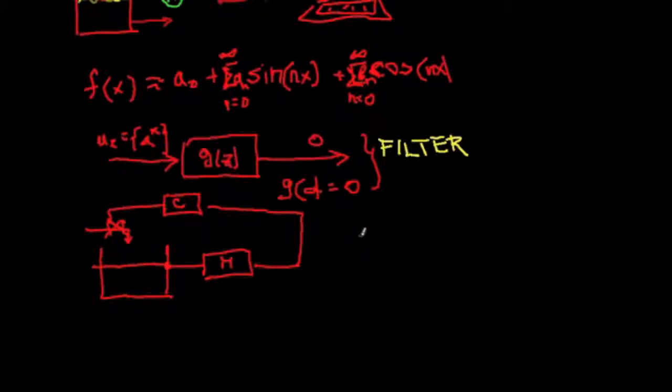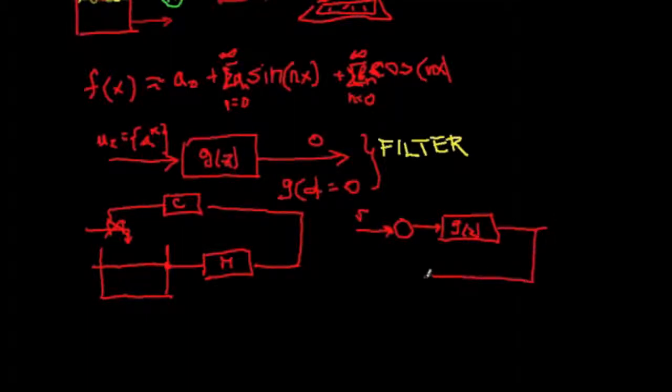In other words, if the height is some reference point, from the dynamical model of the system, which is G of z, we obtain the measurement, and this can be written as follows.